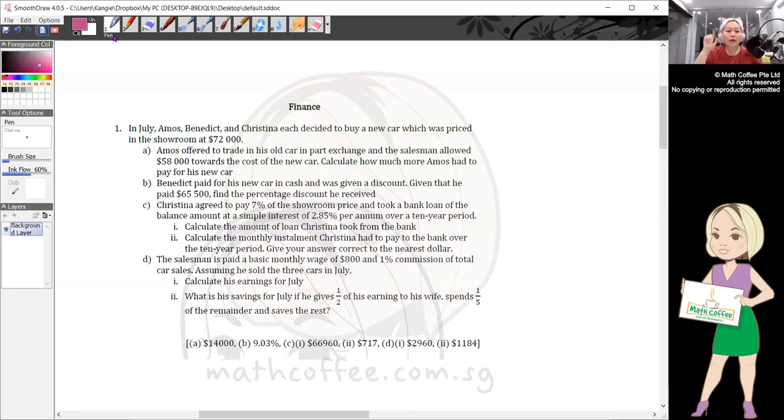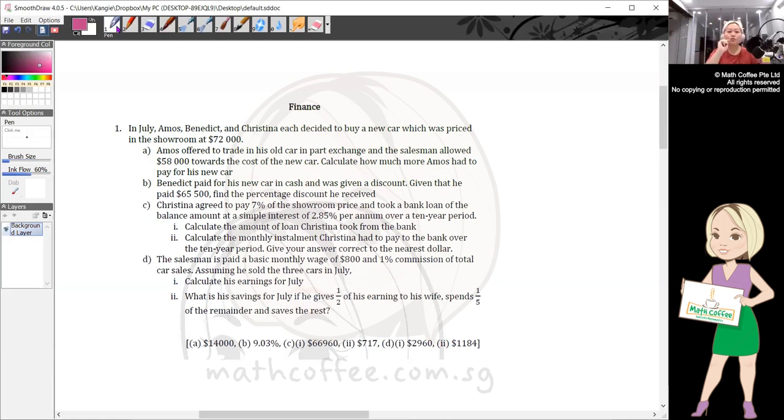So in July, Amos, Benedict, and Christina each decided to buy a new car, which was priced in the showroom at 72,000. This one is only fake. In the real car market, as in Singapore, 72,000 cannot buy any car. Maybe 72,000 is only the car value, but in Singapore, you need to pay this COE. So after COE, a car costs over 100,000. That is real life. Okay, so this one is based on 72,000.